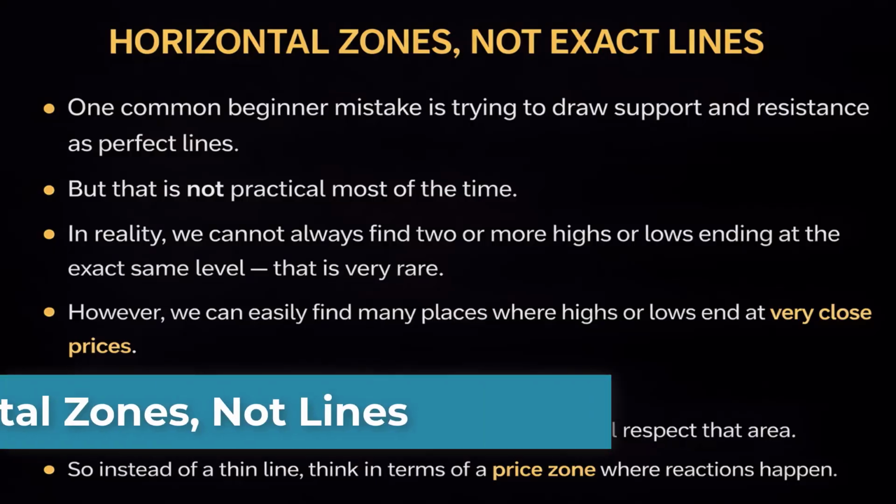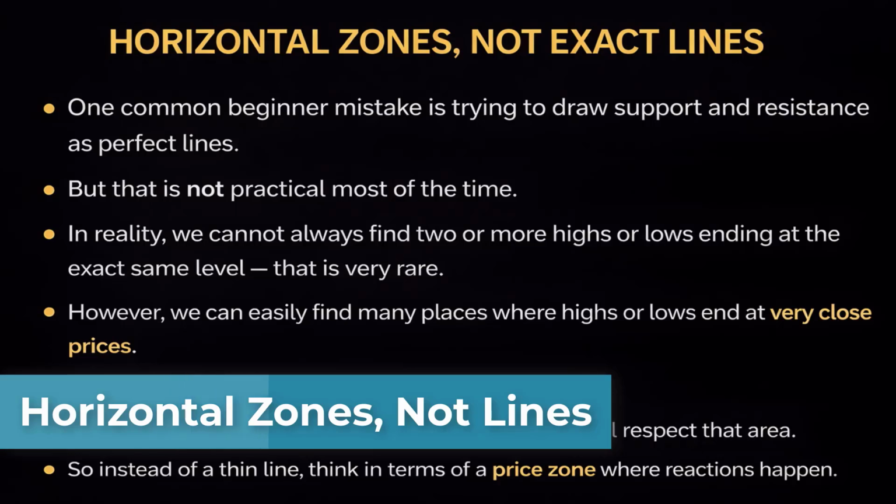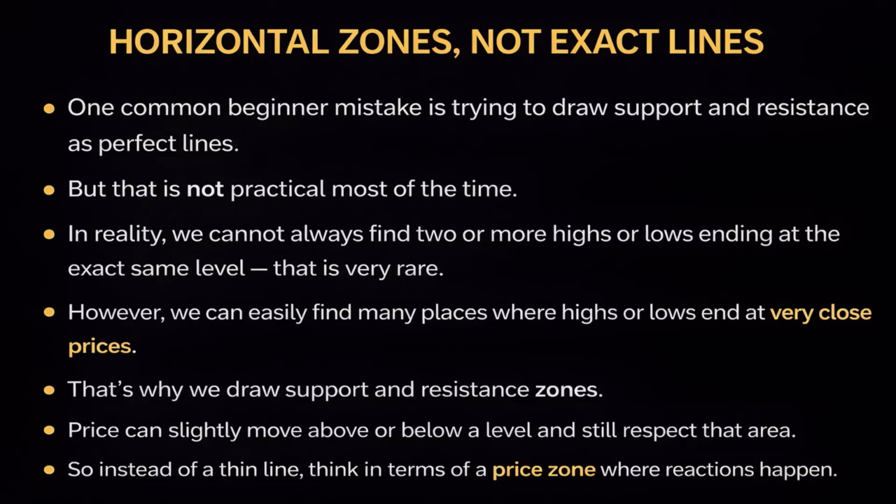One common beginner mistake is trying to draw support and resistance as perfect lines, but that is not practical most of the time. In reality, we cannot always find two or more highs or lows ending at the exact same level. That is very rare. However, we can easily find many places where highs or lows end at very close prices. That's why we draw support and resistance zones.